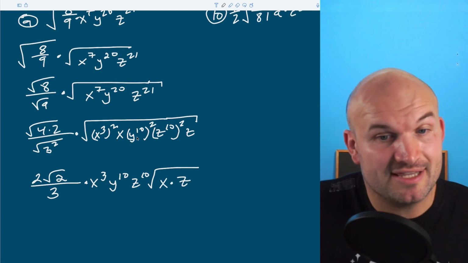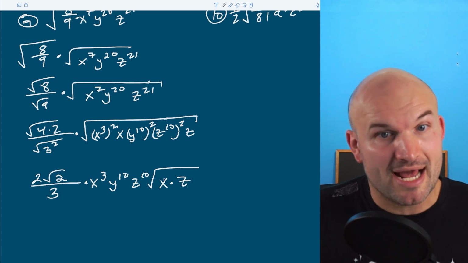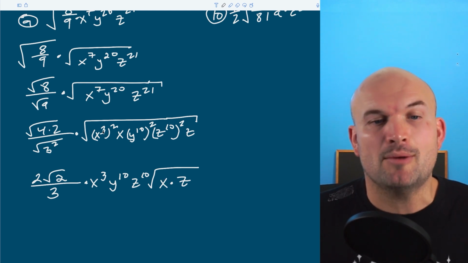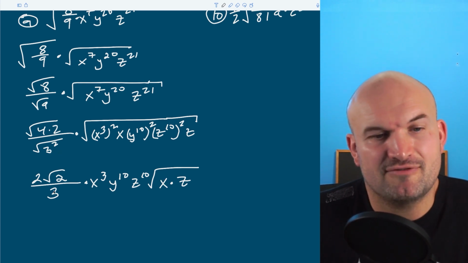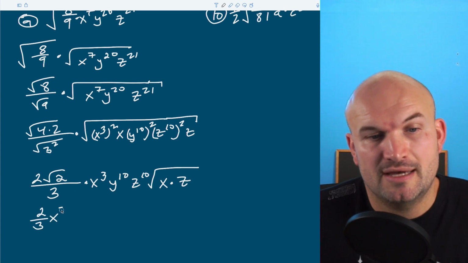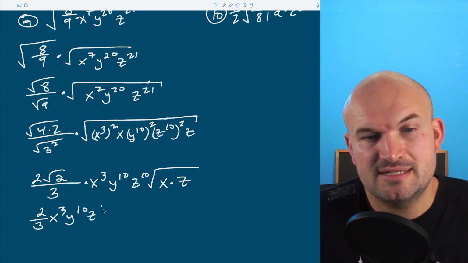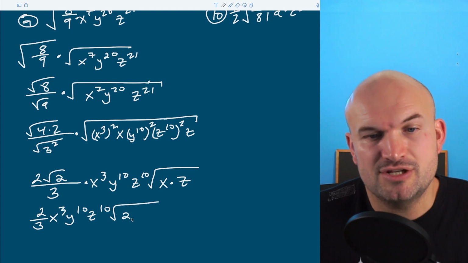Now I can just simplify this one more time. I can multiply these two radicals. Just like how we separated them, we can now bring them back together, and I can write this as a fraction. So that's going to give me a 2/3 x cubed y to the 10th z to the 10th times the square root of 2xz.